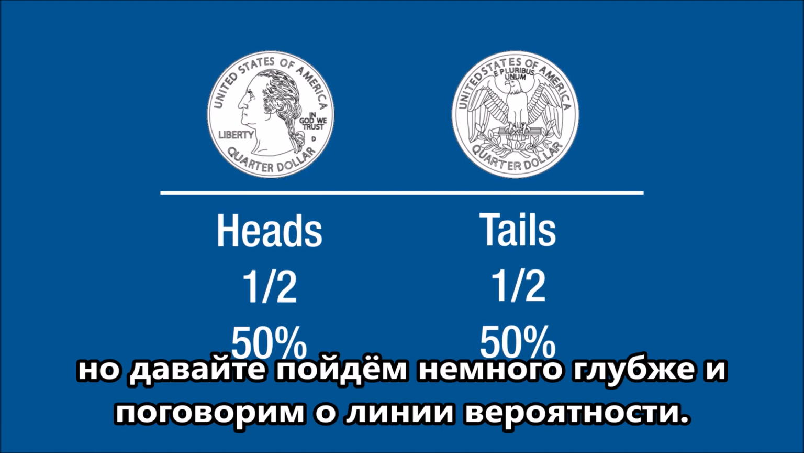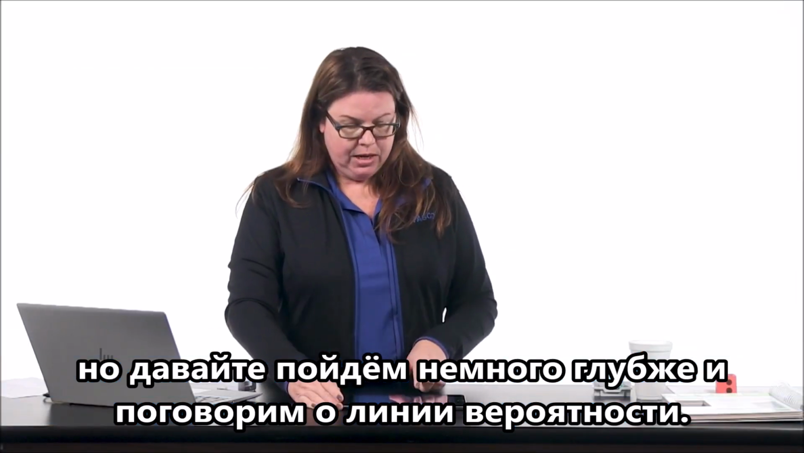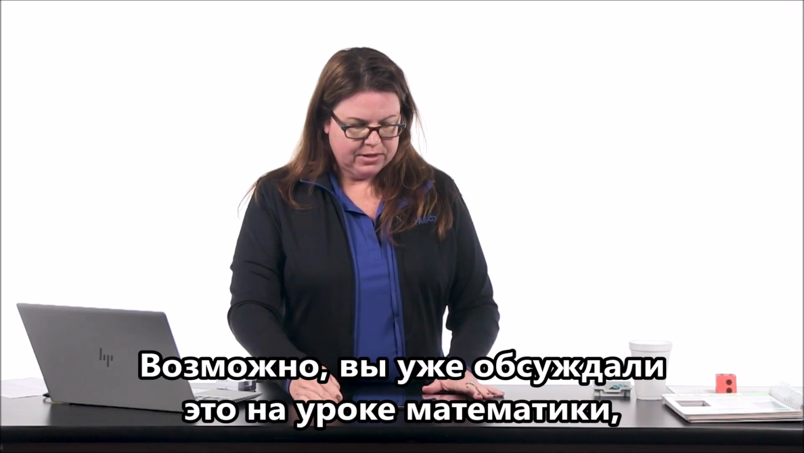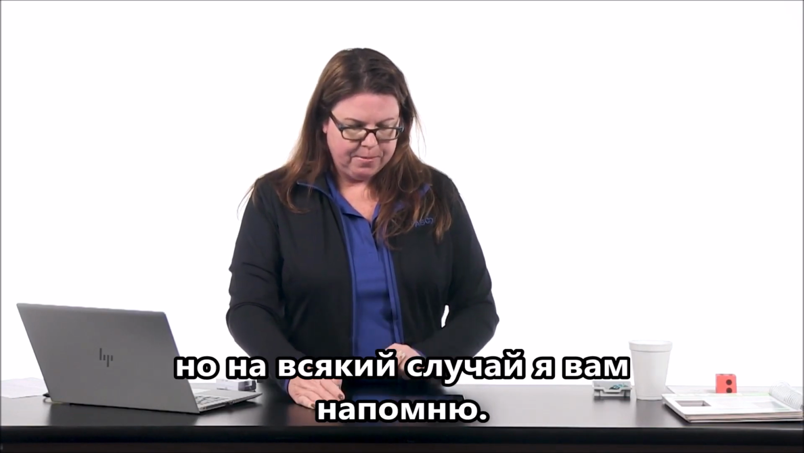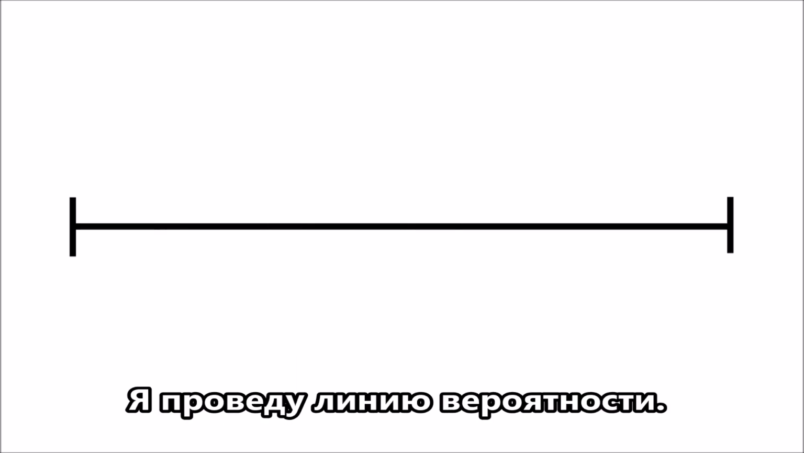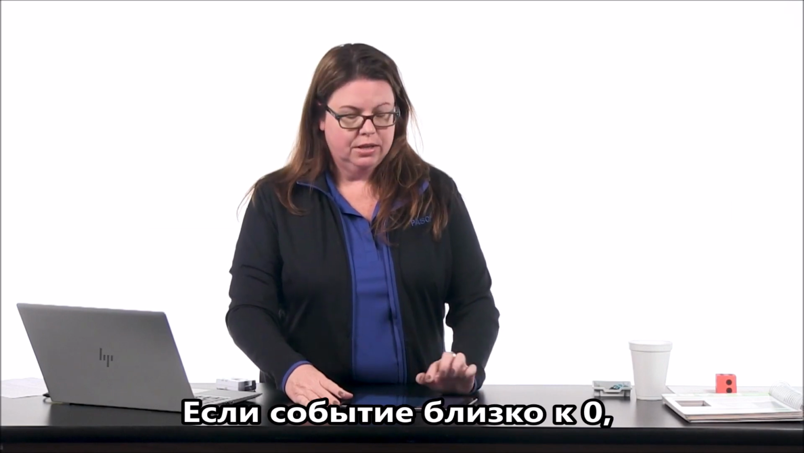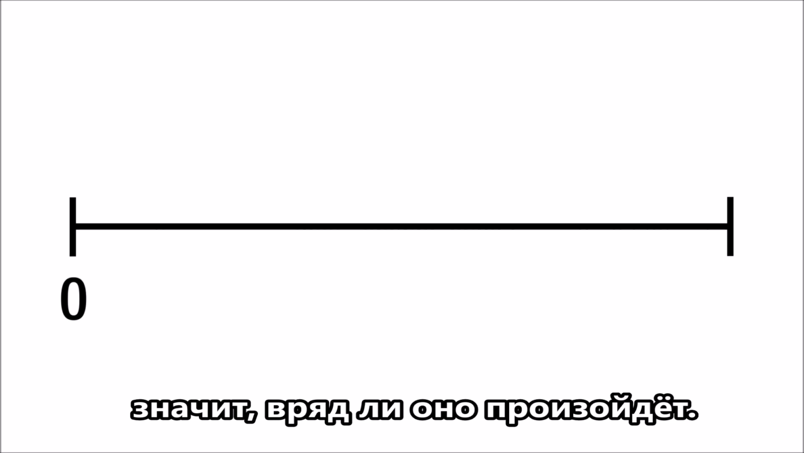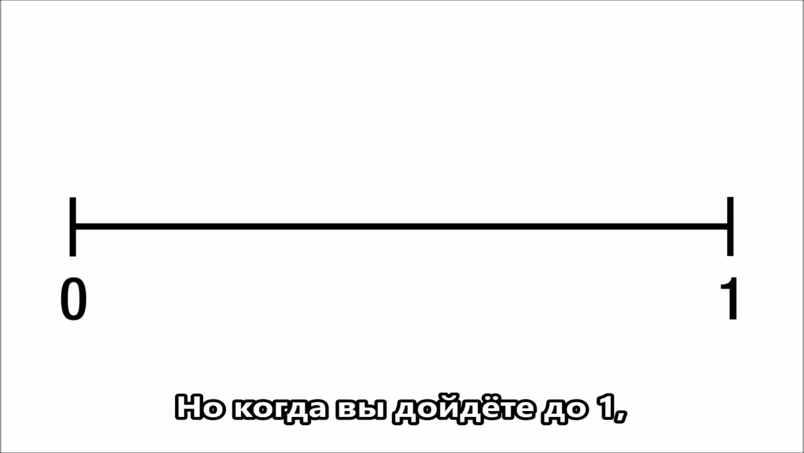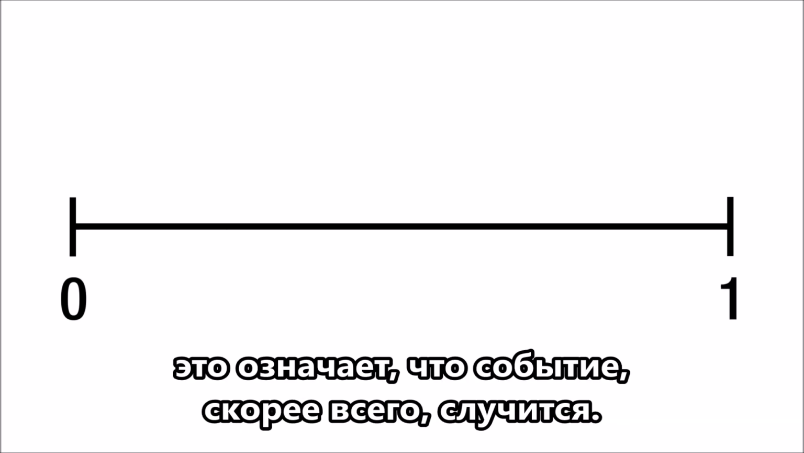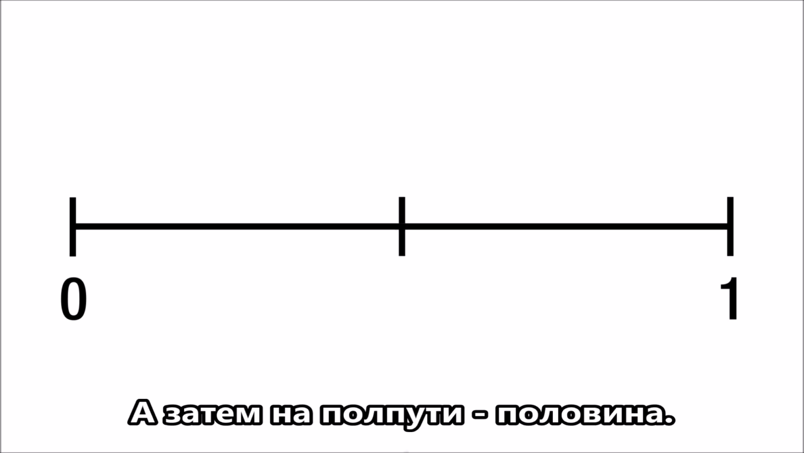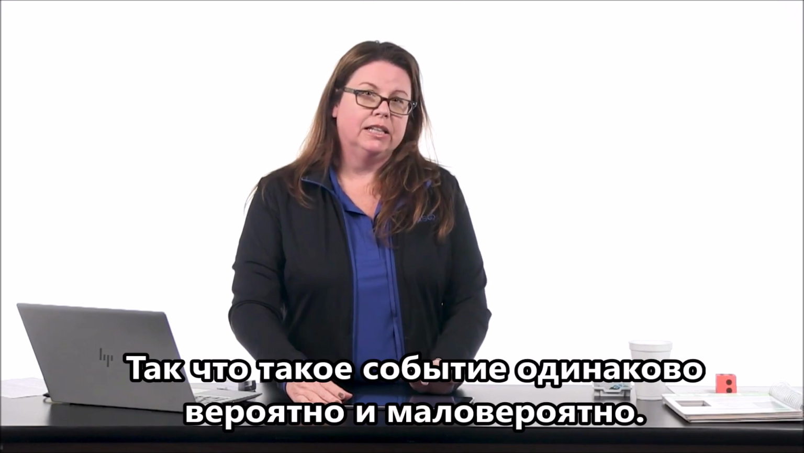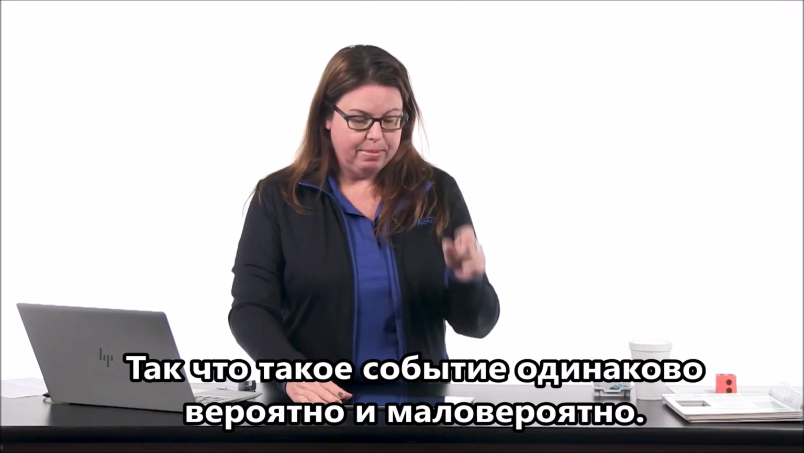But let's go a little bit deeper and talk about a probability line. Now, you may have covered this in your mathematics class, but just in case you need a reminder, let's talk about the probability of events. So I'm going to draw a probability line. And if an event is near 0, that means it's unlikely. It's not going to happen. But when you get to 1, that means the event is very likely. It's going to happen. And then halfway through is your 1/2. So it's equally likely and unlikely that that event could happen.